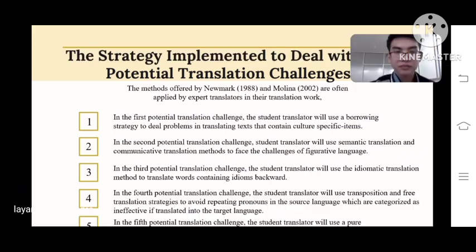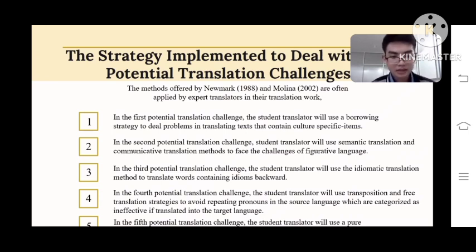For the second challenge, the student translator will use semantic translation and communicative translation methods to face the challenges in figurative language. And then for the third potential challenge, the student translator will use the idiomatic translation method to translate words containing idiomatic expressions. And then for the fourth, the student translator will use transposition and free translation strategies to avoid repeating pronouns in the source language. And then for the fifth potential translation challenge, the student translator will use a pure borrowing strategy.